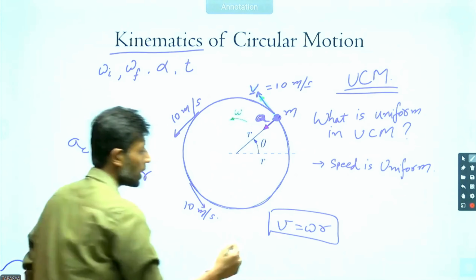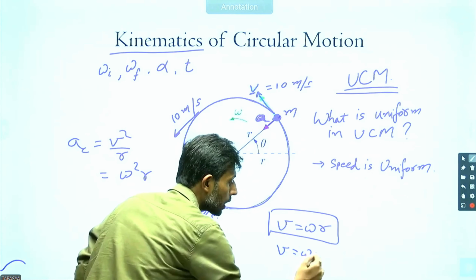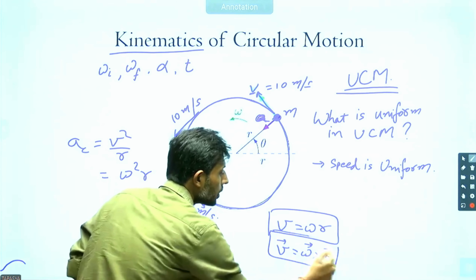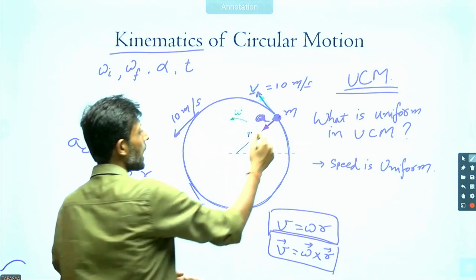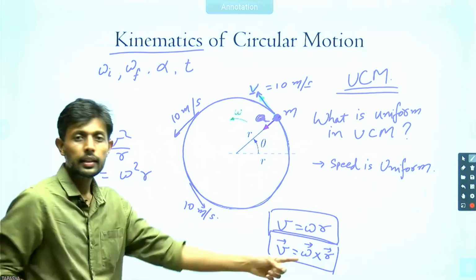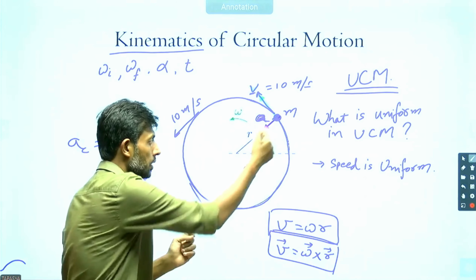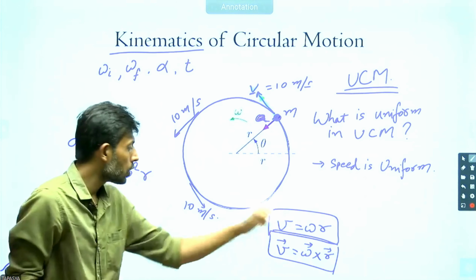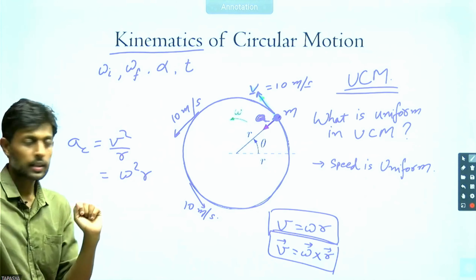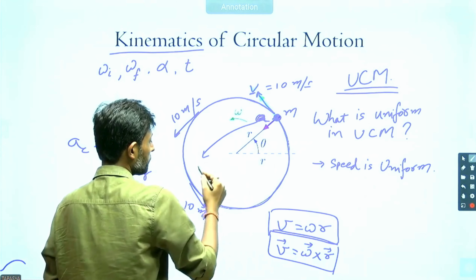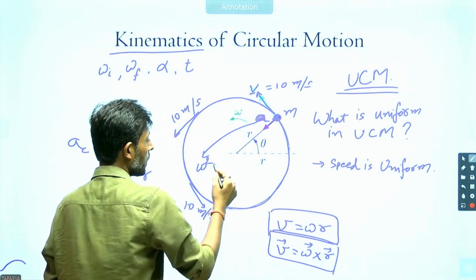Actually, v is equal to omega cross r. V is a vector, but the magnitude would be this, because the angle between omega and the radius vector is 90 degrees. All right. So v equal to omega r, we put that, we get this as the centripetal acceleration. So this thing is omega squared r.